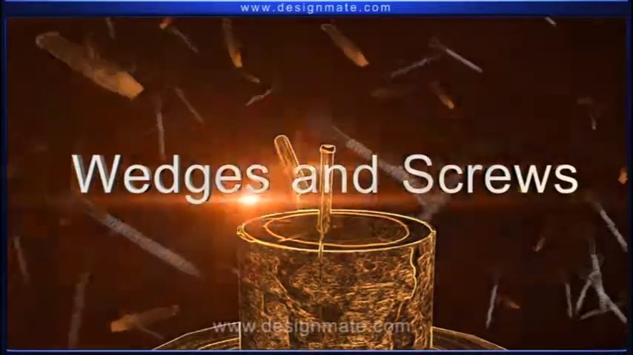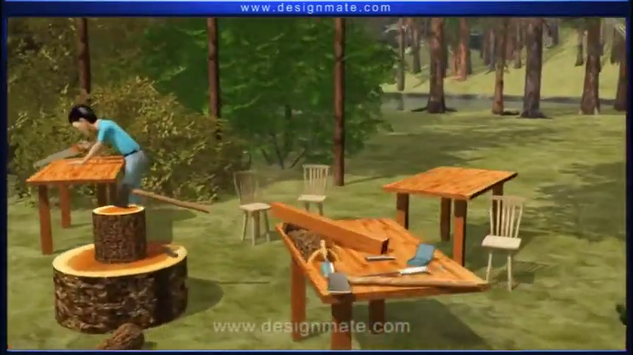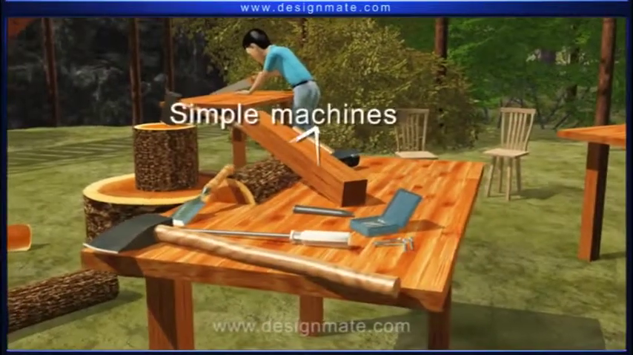Wedges and Screws. Mr. Douglas is making a wooden table and some chairs for the backyard with the help of some simple machines.